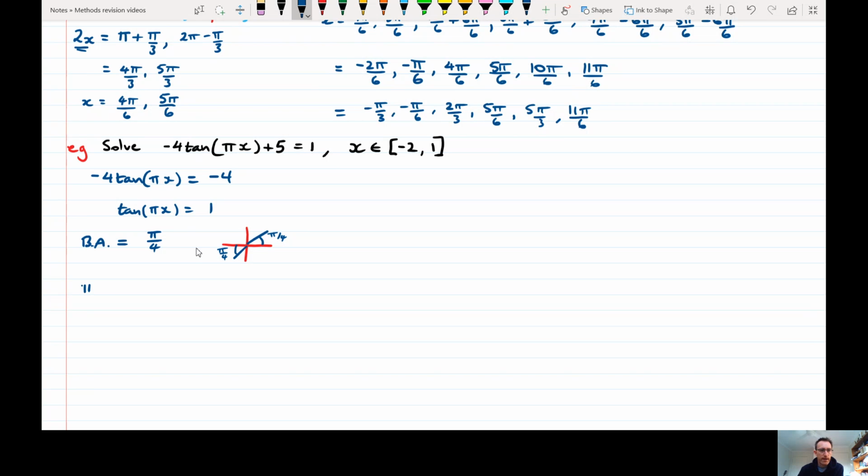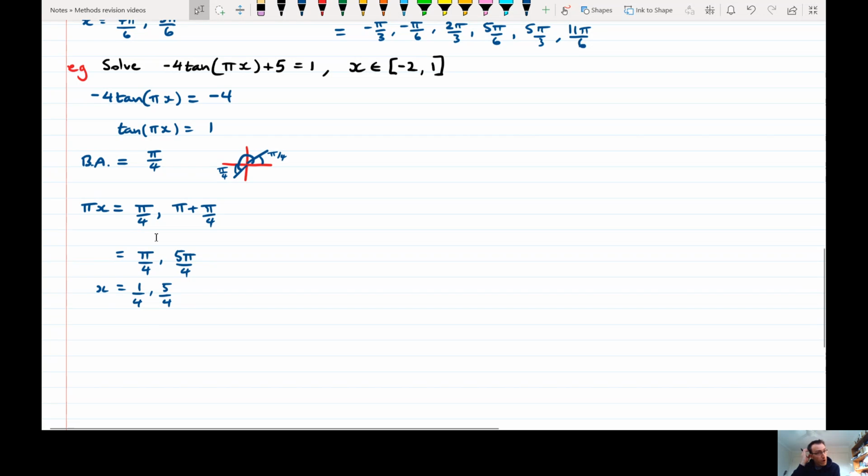So bring the pi x down, and you end up with pi on 4, and you end up with pi plus another pi on 4. Now, technically with tan, this is actually 2 periods. Remember with tan, the period is only pi over n, not 2 pi over n, but it doesn't hurt to find the extra one in this case. So now I'm going to divide by pi, and I find 1/4 and 5/4.